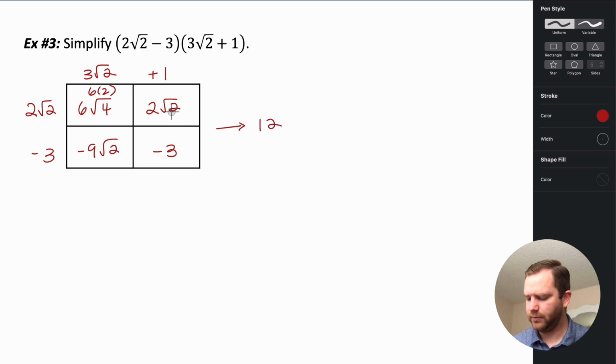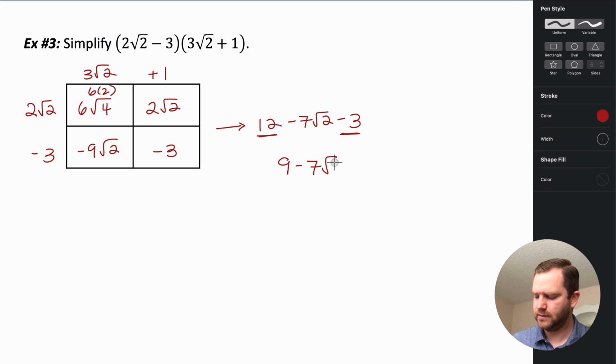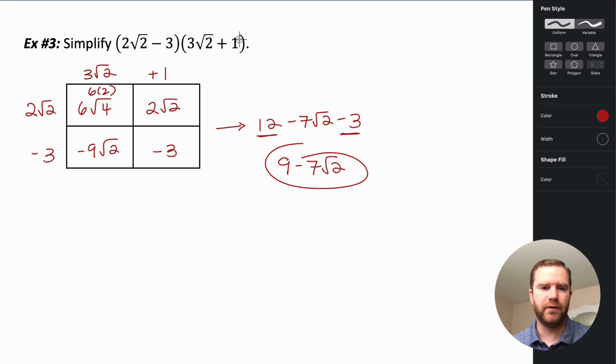These two are like radicals. They have the same index and the same radicand. So we just take the numbers in front and use their operations as they are. So negative 9 plus 2, that's going to be negative 7, and then the rad 2 just tags along. And then minus 3. Then we can simplify this because we have the 12 and the minus 3. So 12 minus 3 is 9. So it's going to be 9 minus 7 rad 2. That's our final result. So this would be simplifying this using the box method.